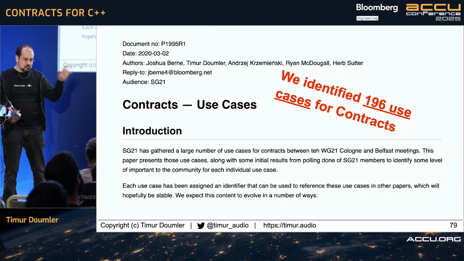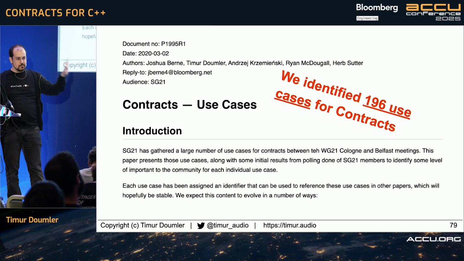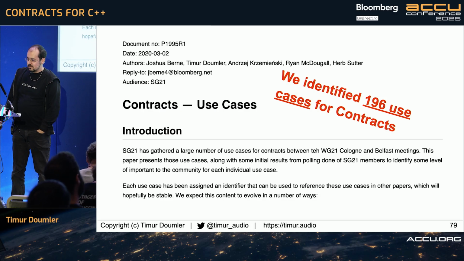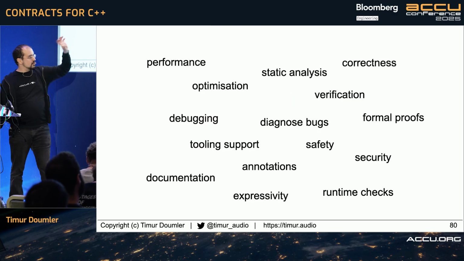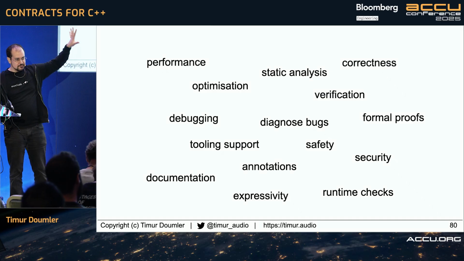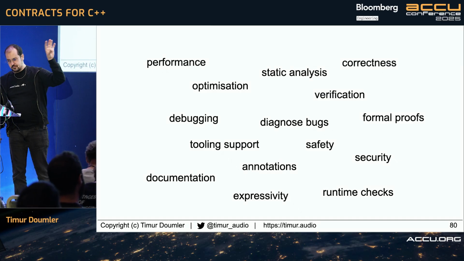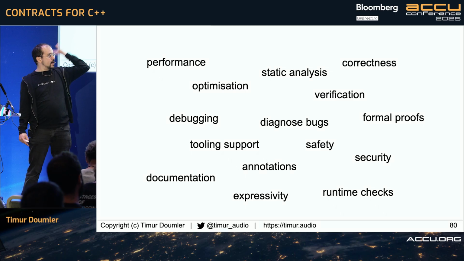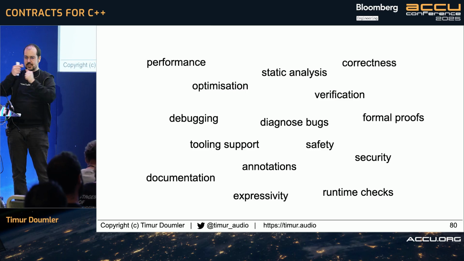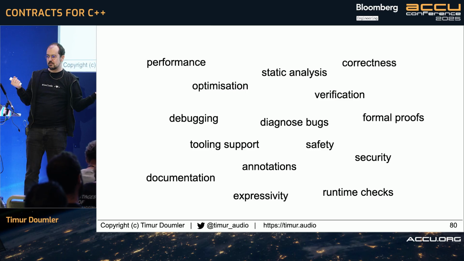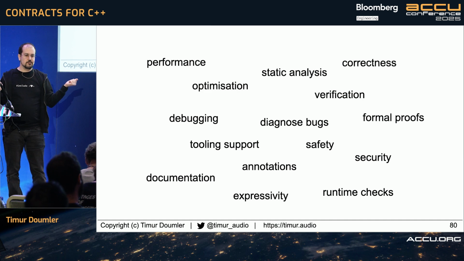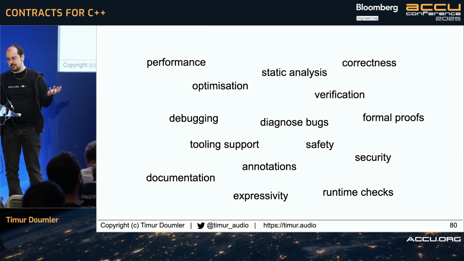Right. So you can group them roughly. They're not all completely different from each other. So you can make this word cloud here. Those are all the different things that different people want to use contracts for. And there's quite a lot of stuff, and a lot of it is pulling in different directions and mutually exclusive. You can't really do all of that at the same time.